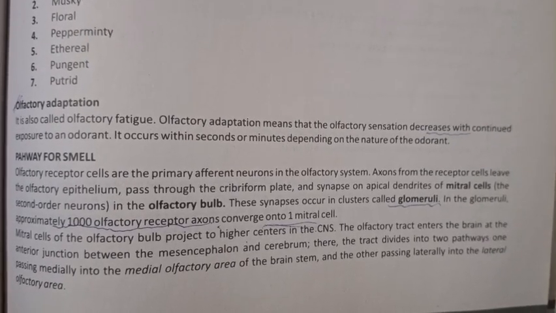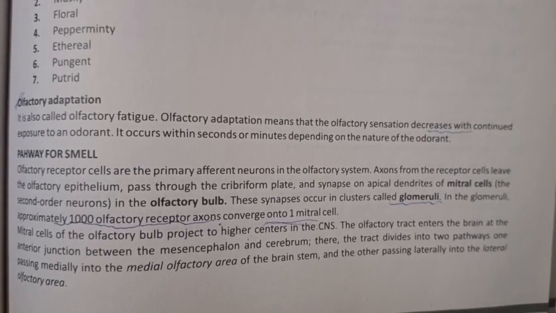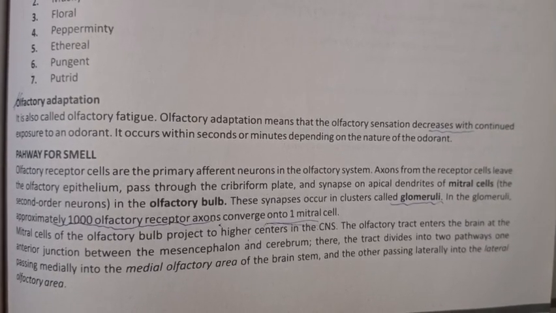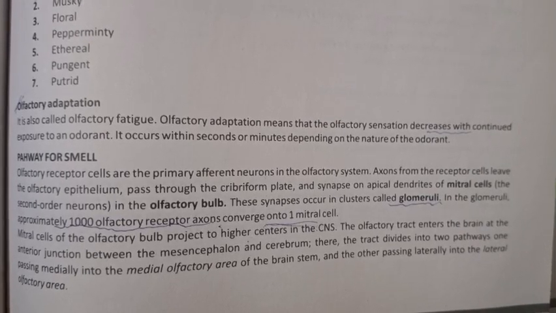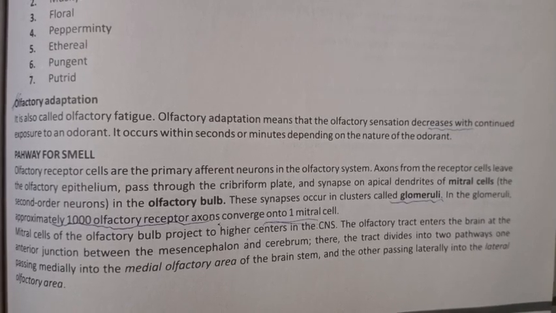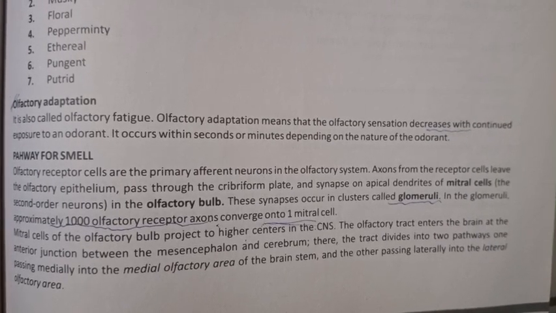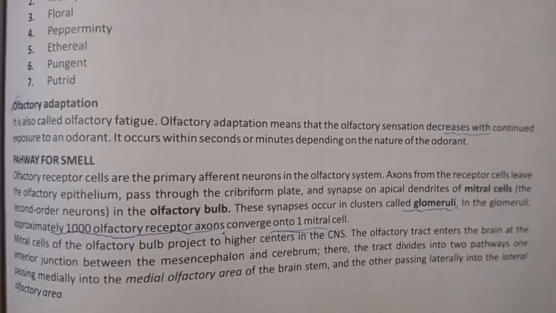The olfactory tract enters the brain at the anterior junction between the mesencephalon and cerebrum. There, the tract divides into two pathways, one passing medially into the medial olfactory area of the brain stem and the other passing laterally into the lateral olfactory area.